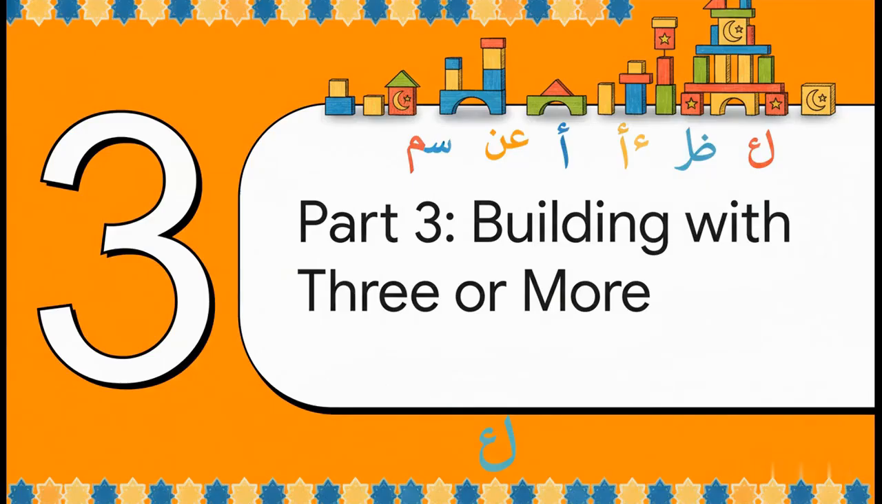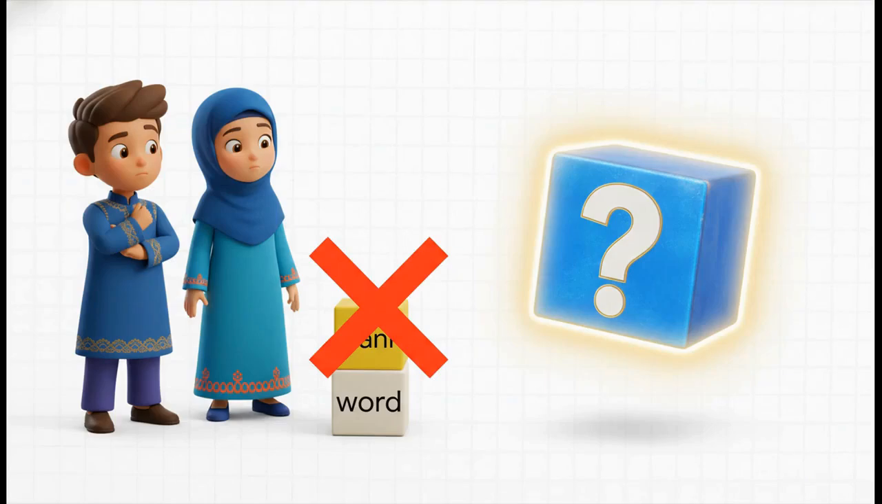All right, architects, we have totally mastered pairs. But what happens when we want to talk about a whole big group of things? Well, it's time to go from building a small house to building a giant tower. That's right. To build higher and talk about groups that have three or more things, we can't use our Aani block anymore. We need a brand new, super special group block. You ready to see what it is?